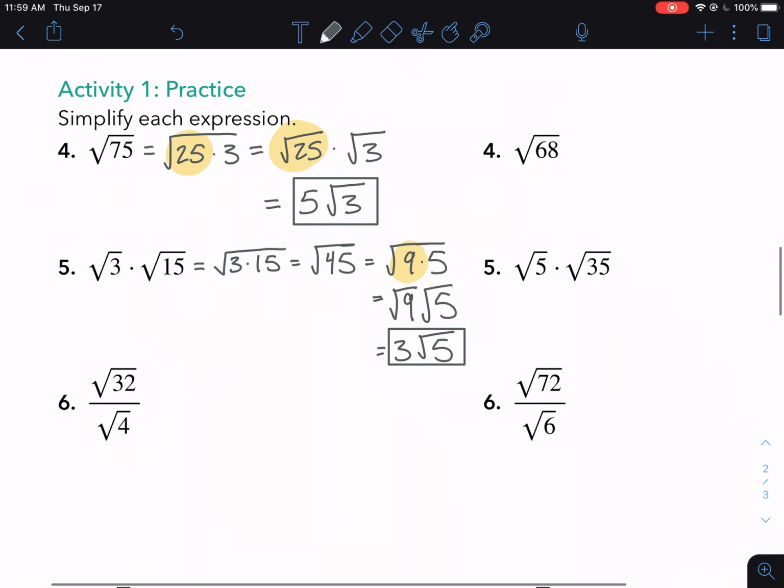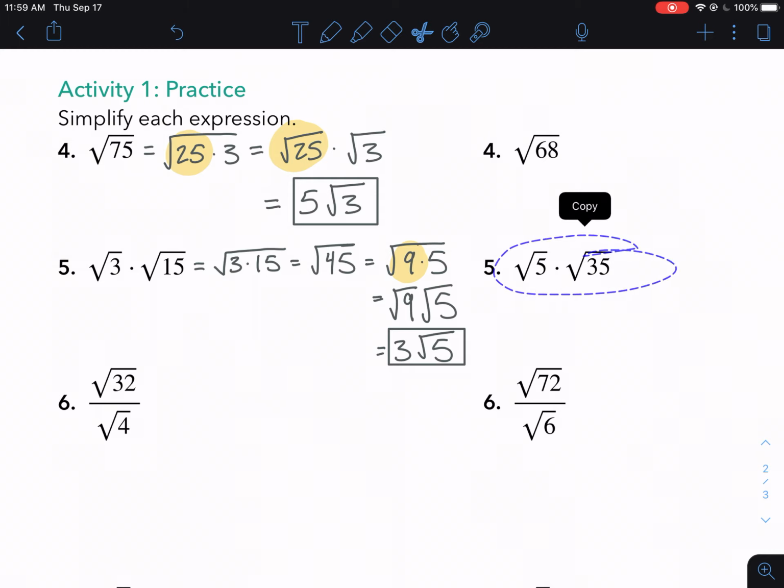Now go ahead and try the second number 5. You'll want to combine these two first and then see if they have a perfect square in there.